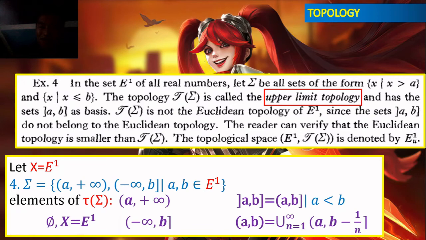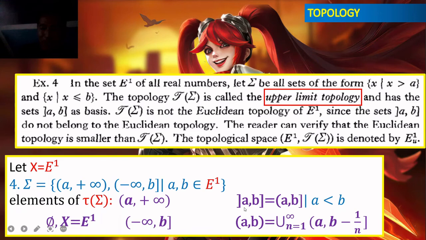Now, class, our tau sigma is not the Euclidean topology of E1. Dili siya ang Euclidean topology of E1. Kay naman, since the sets AB, kanisya class, do not belong to the Euclidean topology. Kay man to dito sa Euclidean topology, yung mga elements dito kay kanang open intervals. Half open, wala siya half closed. Okay, now, the reader can verify that the Euclidean topology is smaller than tau sigma. So, mas daghan ang elements kasi atong tau sigma.